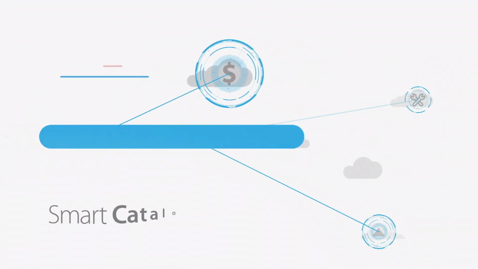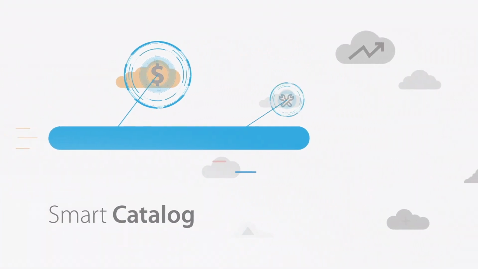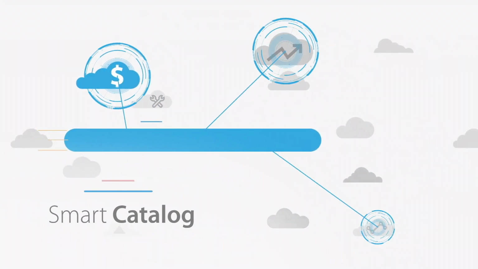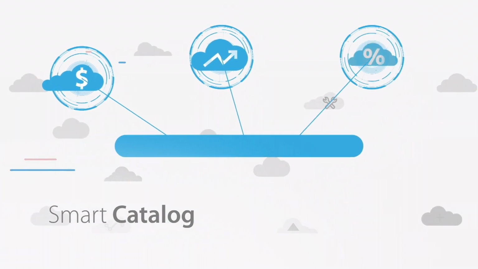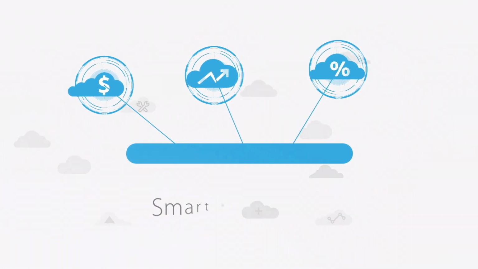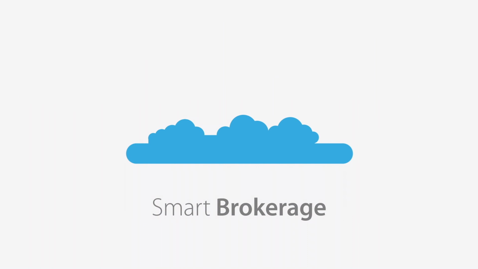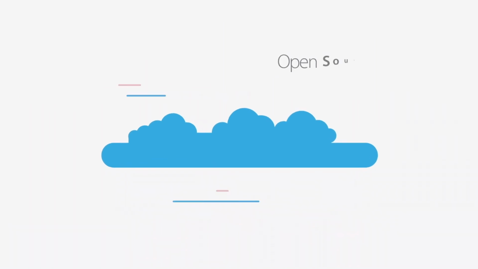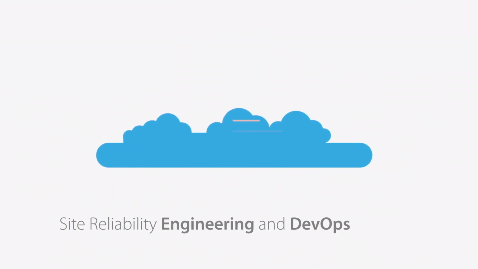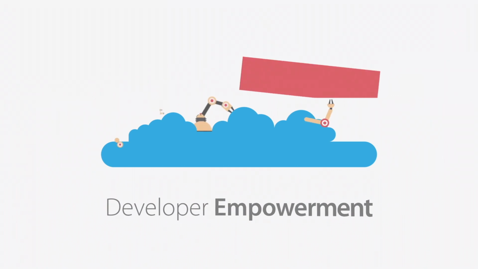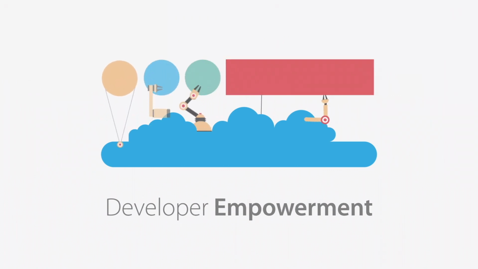But that's not all. Polycloud Platform comes with a smart catalog. It is built with a dynamic decision support framework to help identify the right services from the right vendors. And it gets you best negotiated rates through smart brokerage, too. Built on open source, Polycloud Platform supports site reliability engineering and DevOps. It empowers developers with self-service models for provisioning, deployment, and operation of services.